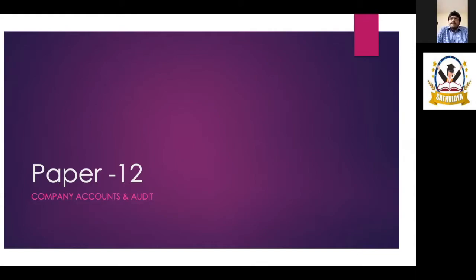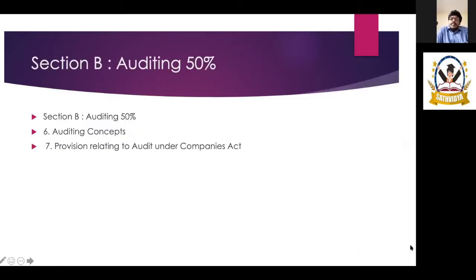So what is the 50 marks all about? Section B, auditing, has the 50 percent weightage. So it has basically 2 points. In the auditing topic for the intermediate level of CMA, we are going to have two major discussion points. One is the basic audit concepts, and the second one is provisions relating to audit under the Companies Act.